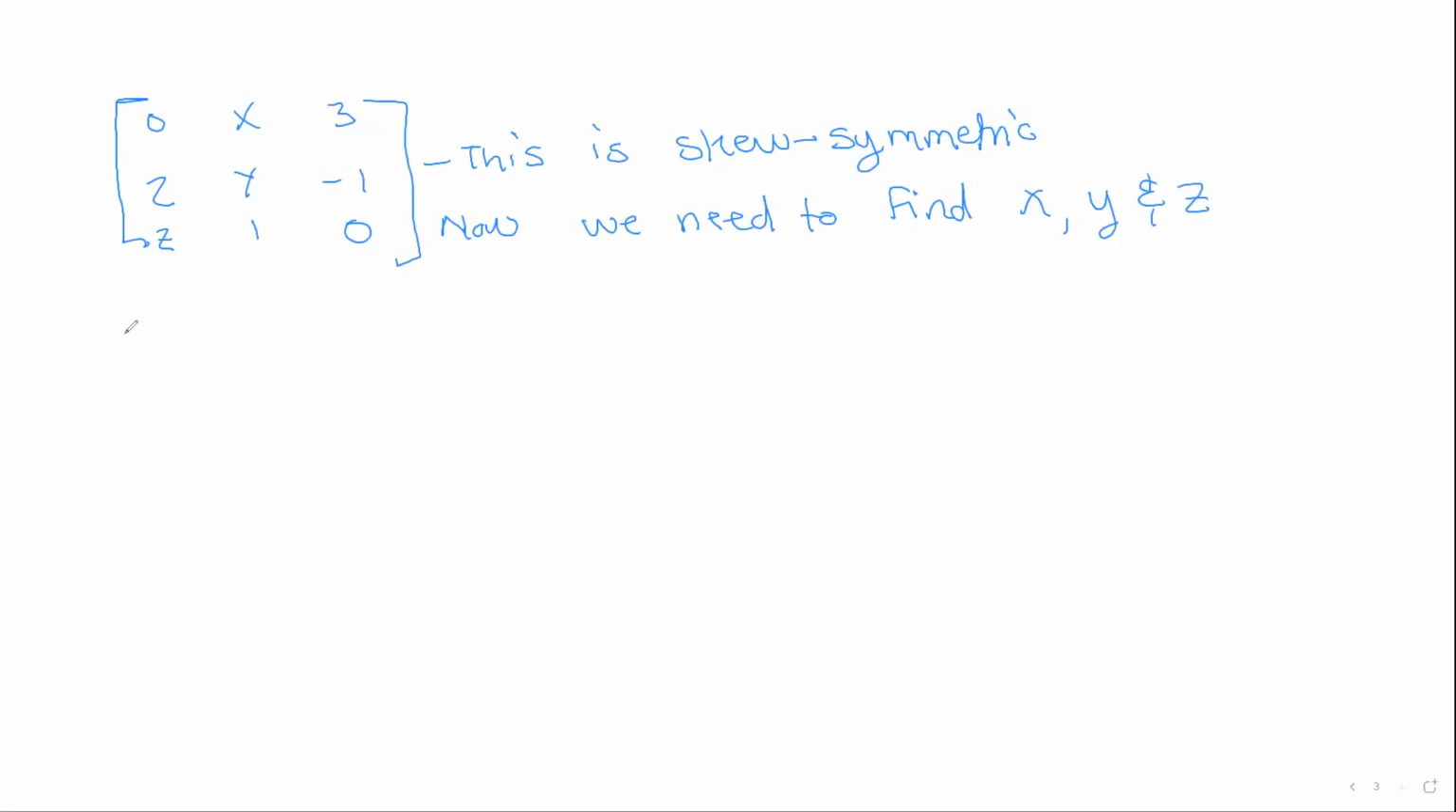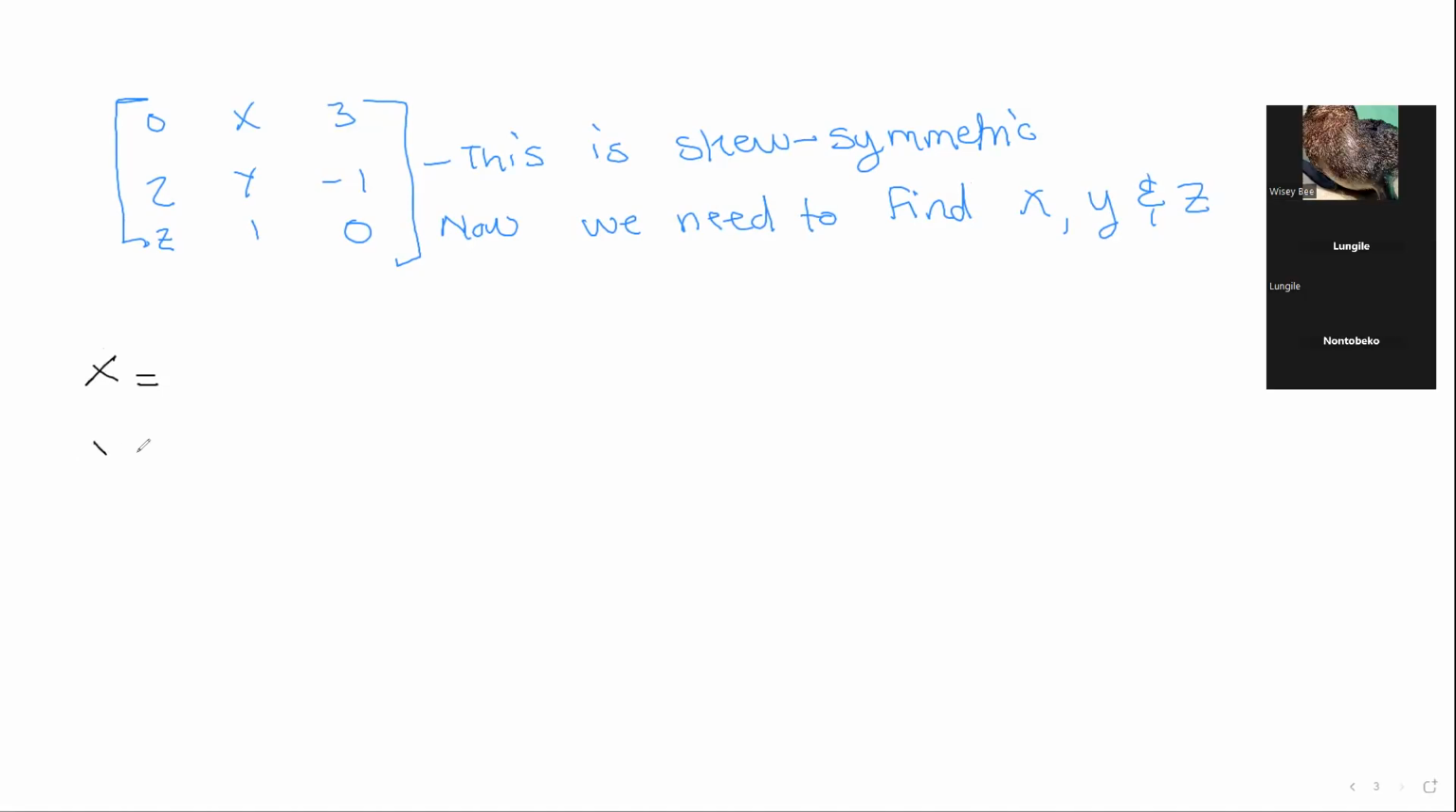Can someone answer it? It's very simple. Let's just get x. You don't have to calculate it. You just need to write it down. Lungi, what is x?